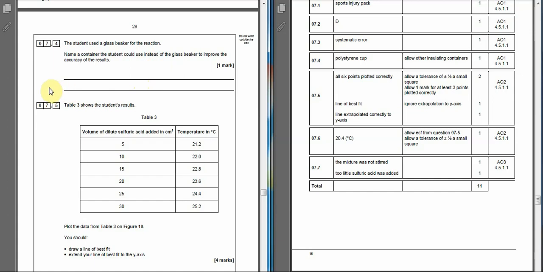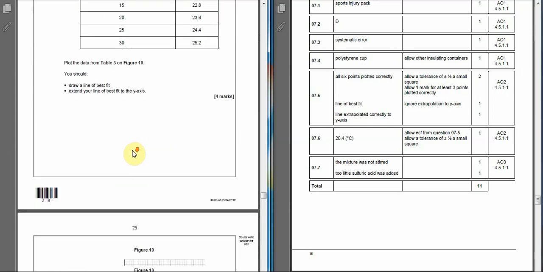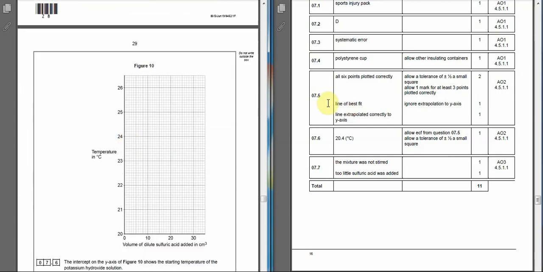On 7.5, even worse done, plotting this and getting it correct. So what we're looking at for this: all 6 points plotted to get you 2 of the marks. A line of best fit, going as close to those as possible, would get you the 3rd mark. And then a line extrapolated to the y-axis, which means you just draw that line down, keep it going in that pattern until it hits this axis over here, would be the final one.